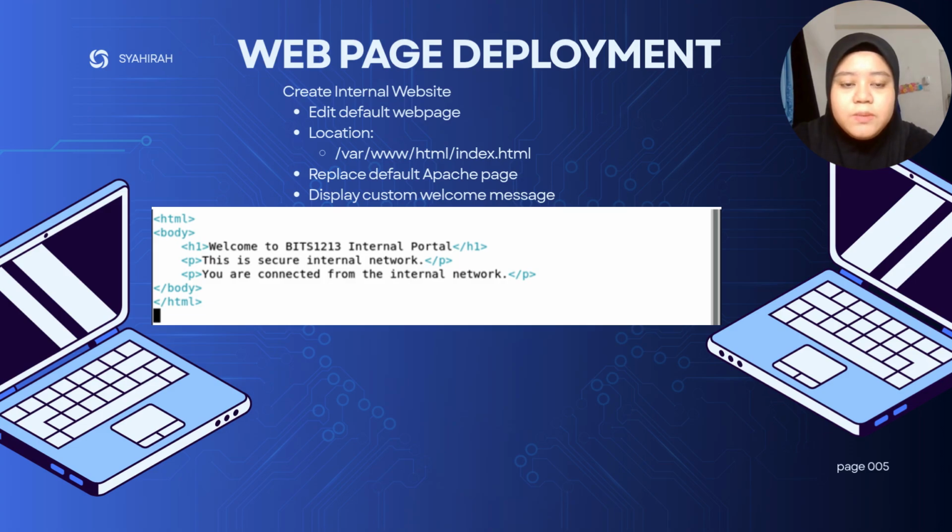Next, I create a simple HTML web page. I edit the default index.html file inside the Apache document root directory and replace the default page with a custom web page containing a welcome message. This allows users to see my own web page instead of the default Apache page when accessing the server.